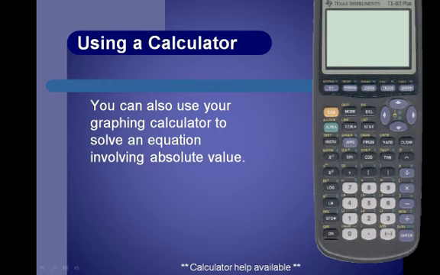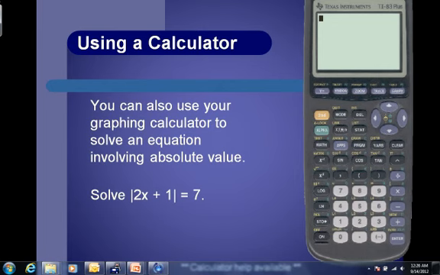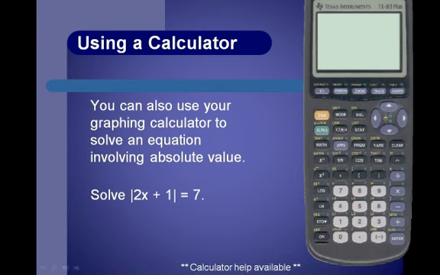Okay, now I want to show you how you can use your graphing calculator to solve an equation involving absolute value. So we are going to solve the equation, the absolute value of 2x plus 1 equals 7.